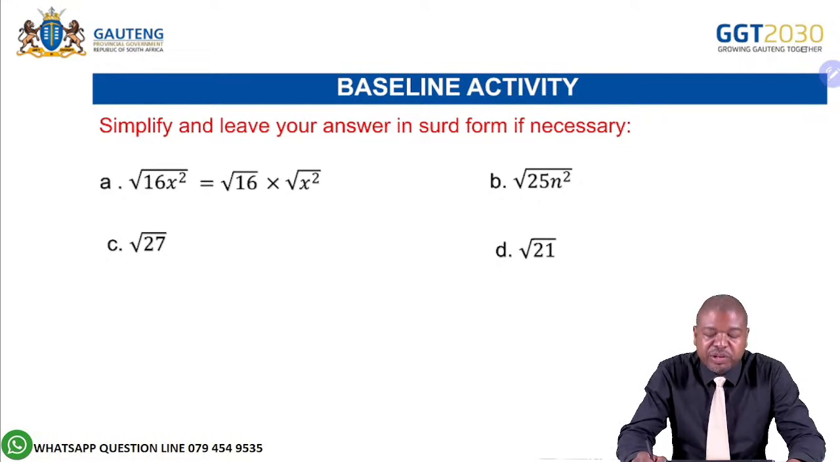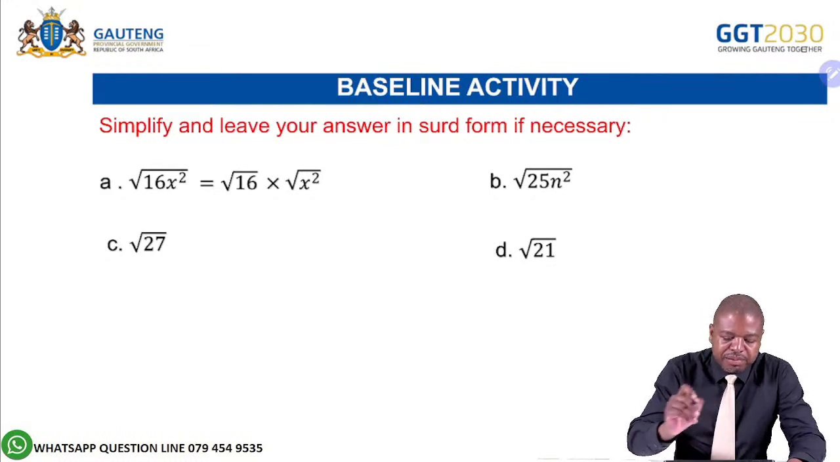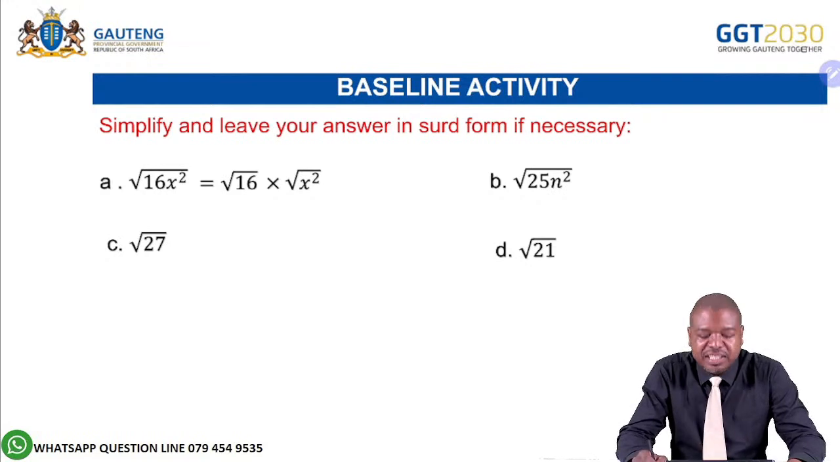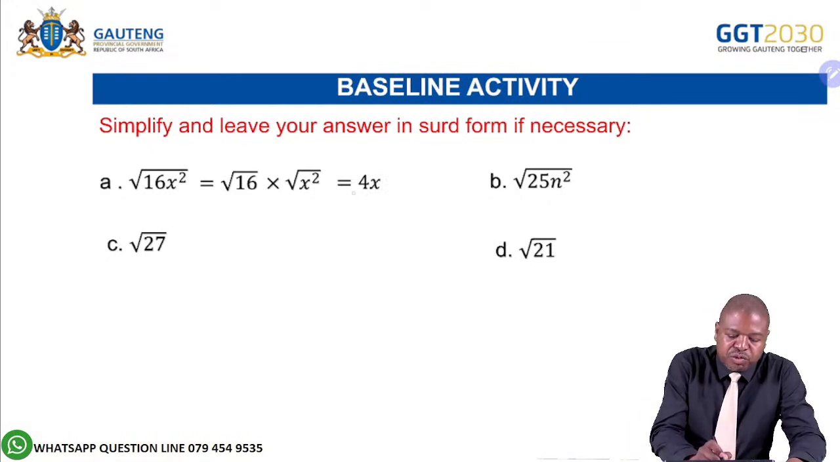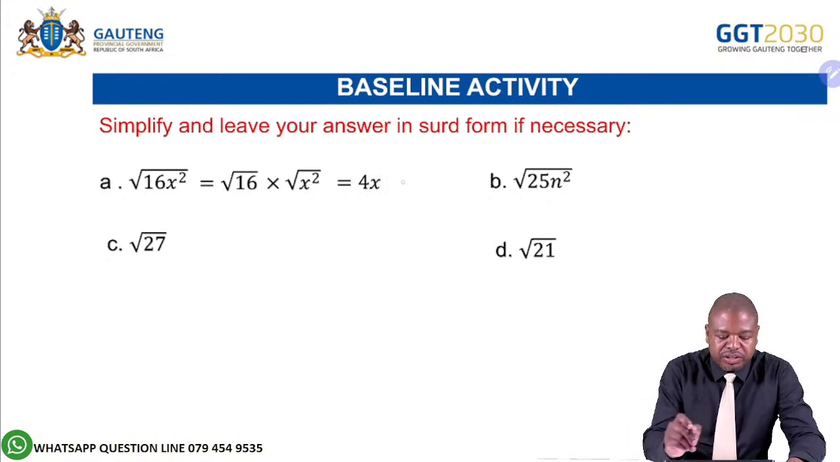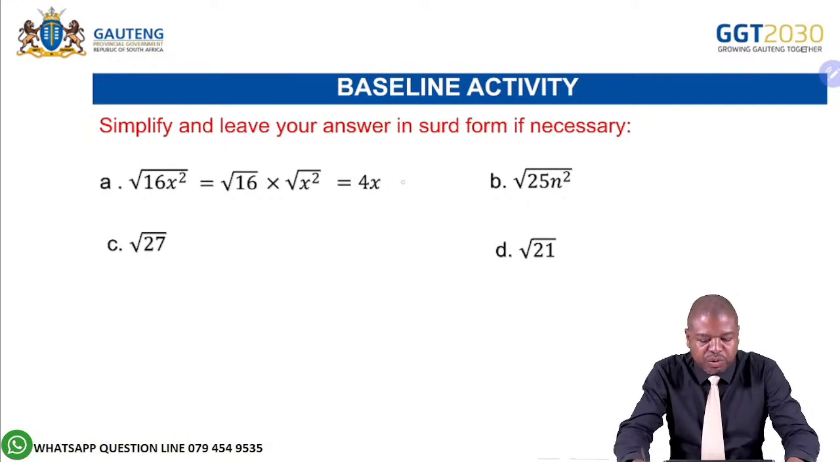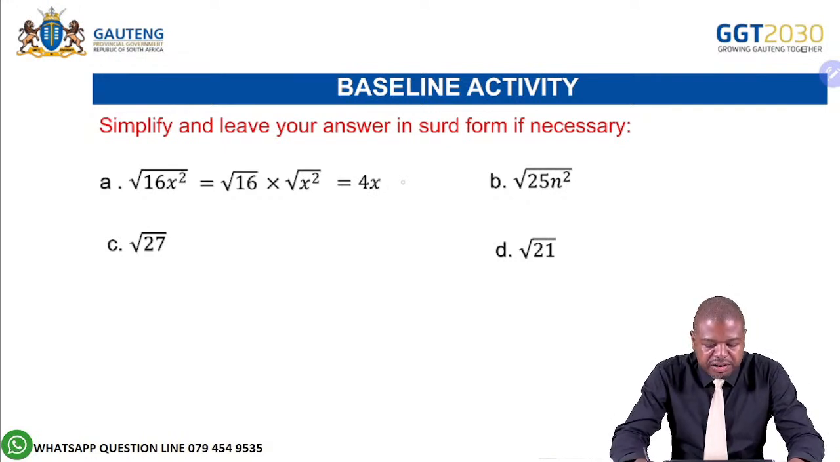It is 4, because 4 times 4 gives us 16. And which number, when multiplied by itself, gives us x squared? It is x, because x times x gives us x squared. Therefore, the square root of 16x squared is equal to 4x. Even if you multiply 4x times 4x, you're going to get 16x squared. That's for part A. Then for part B, you need to find the square root of 25n squared.